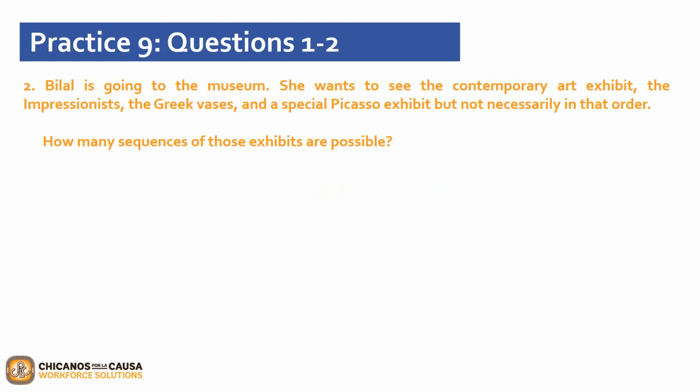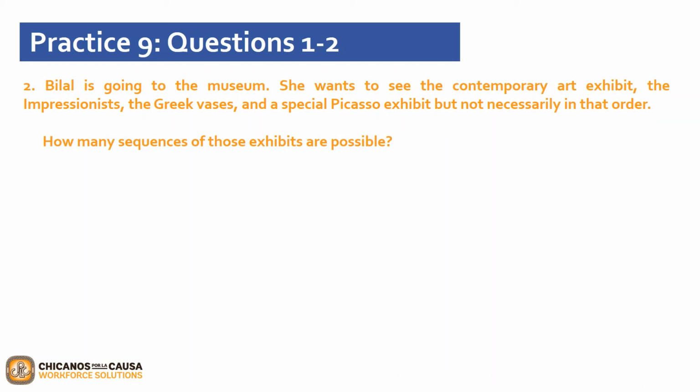Question 2. Bilal is going to the museum. She wants to see the contemporary art exhibit, the Impressionists, the Greek vases, and a special Picasso exhibit, but not necessarily in that order. How many sequences of those exhibits are possible? So it really says right in the question that the order does not matter. Therefore, we can determine that it's not a permutation that we're looking for, but in fact, we're looking for sequences of 4. So we're trying to determine how many different combinations she can make of different paths that she can take in this museum.